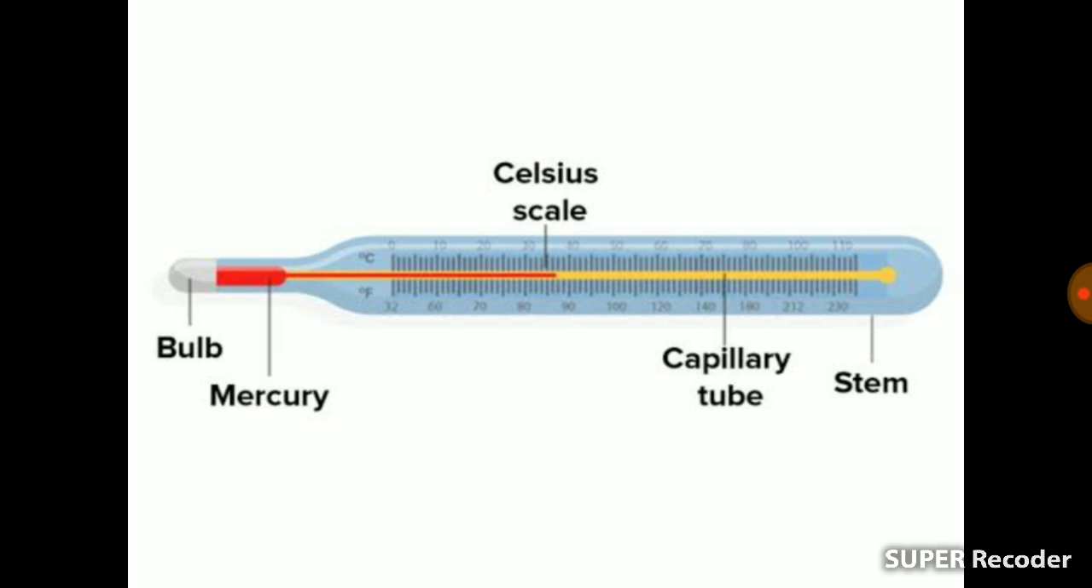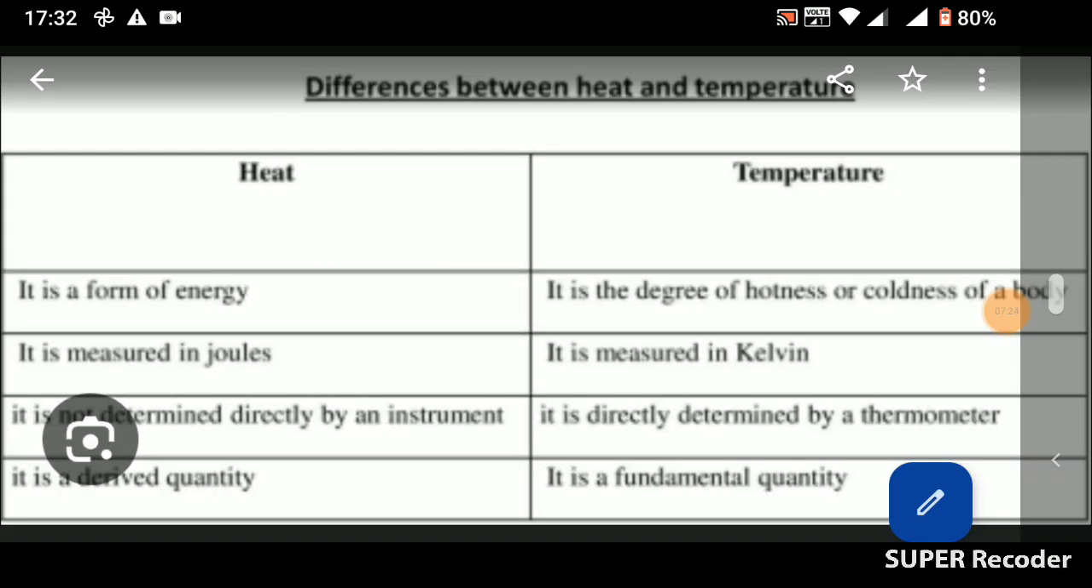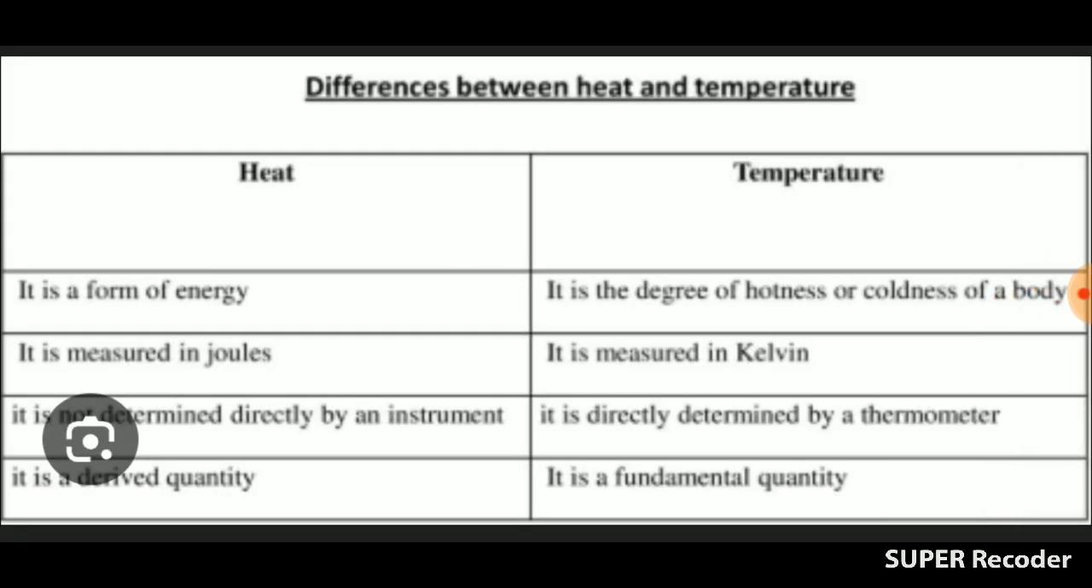Now we will study about the difference between heat and temperature. As you can see on the monitor, heat is a form of energy. Temperature is a degree of hotness or coldness of a body. Heat is measured in joules, and temperature is measured in Kelvin and also in Celsius and Fahrenheit. Heat is not determined directly by an instrument. Temperature is directly determined by a thermometer. Heat is a derived quantity. Temperature is a fundamental quantity. So this is the difference between heat and temperature.